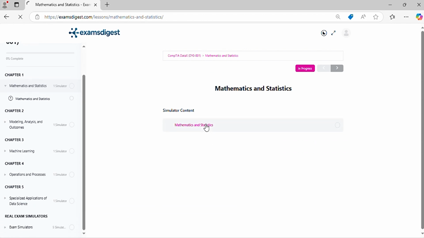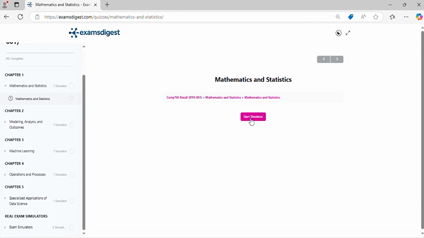Now, let's crack those practice questions and conquer the CompTIA DataX exam together.